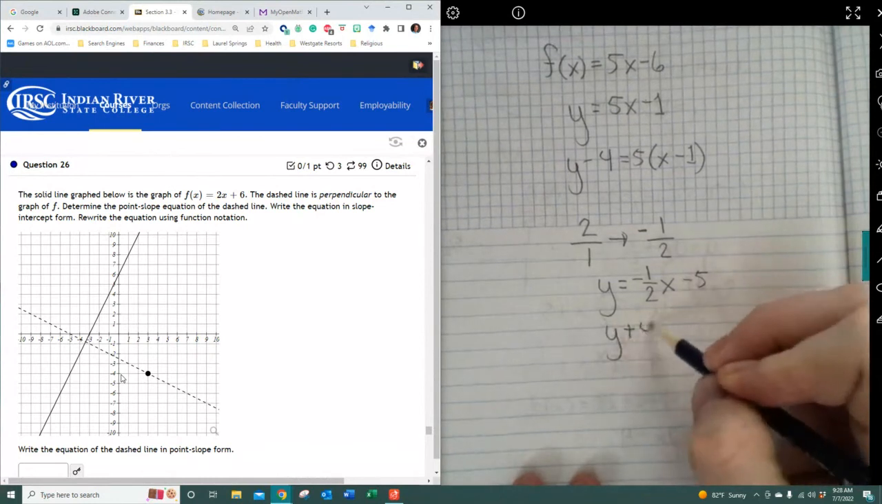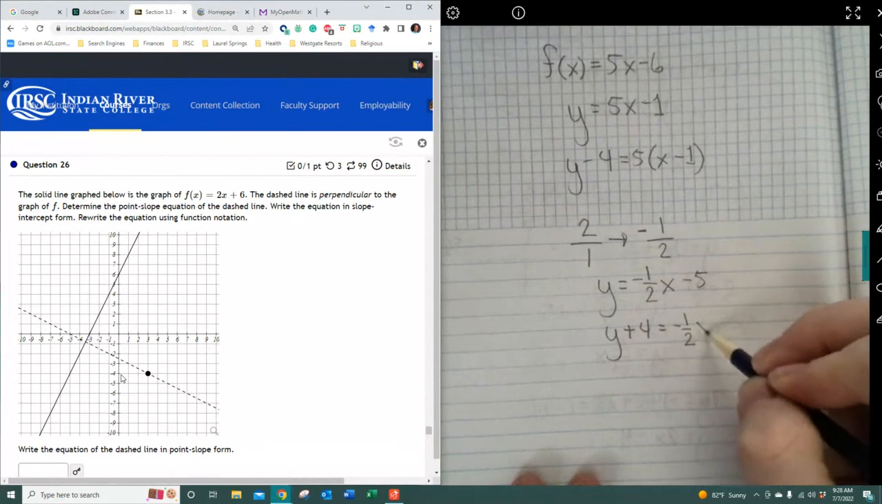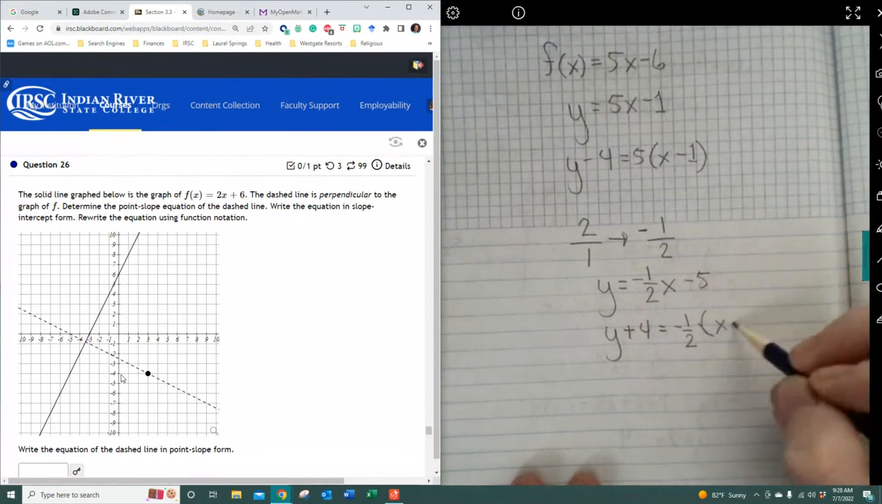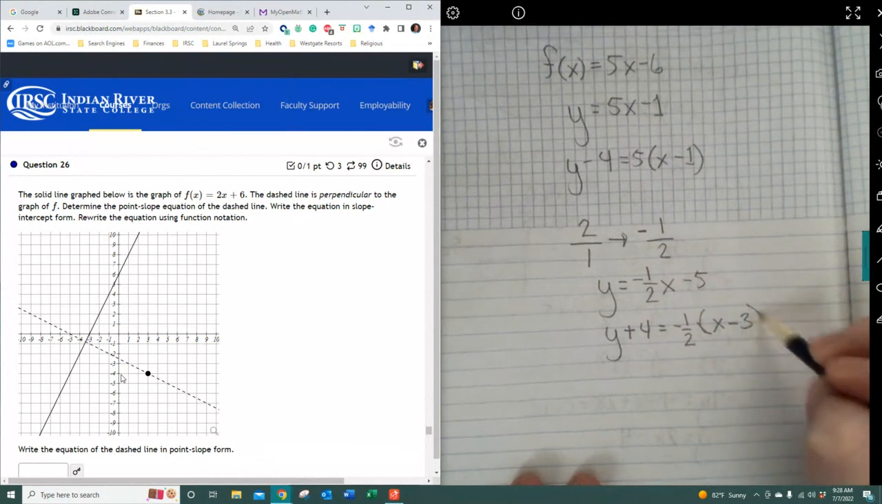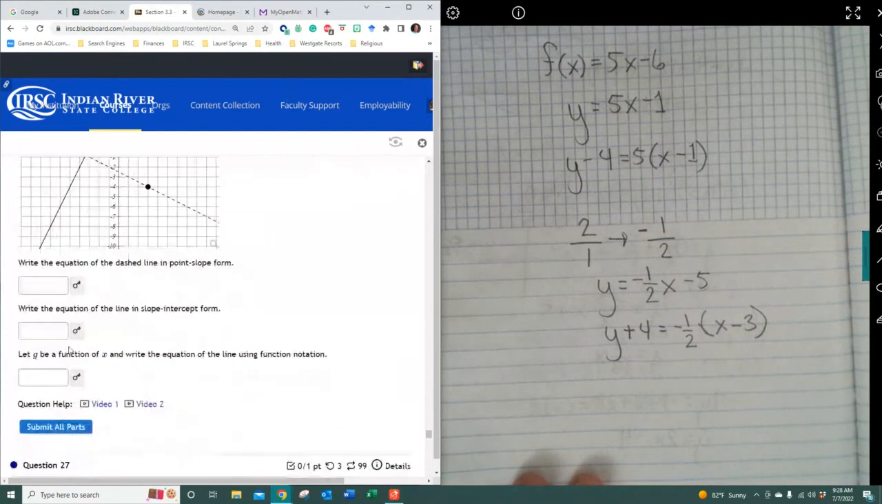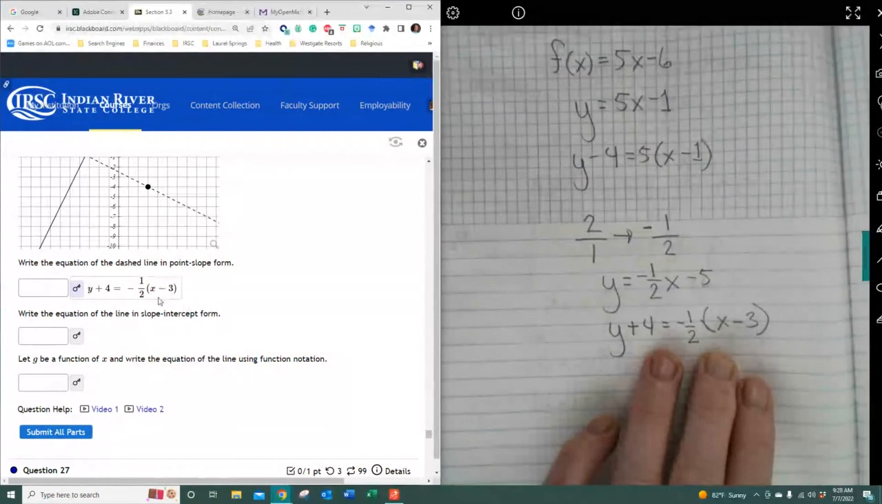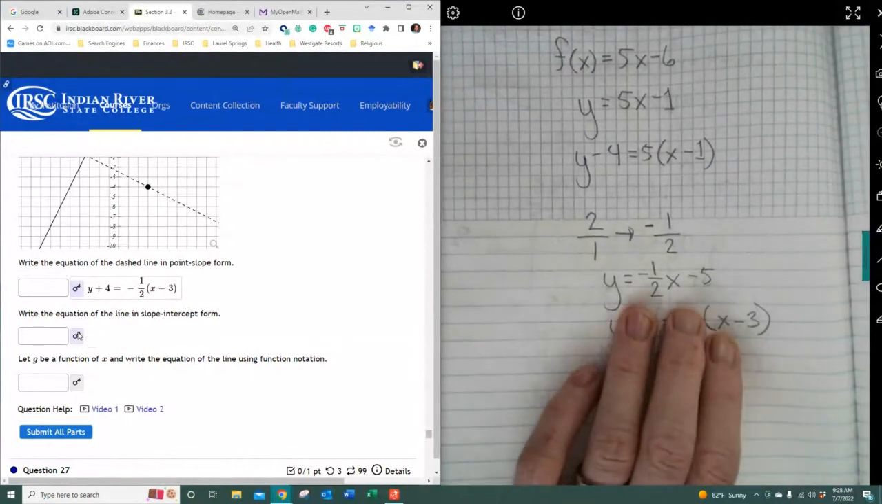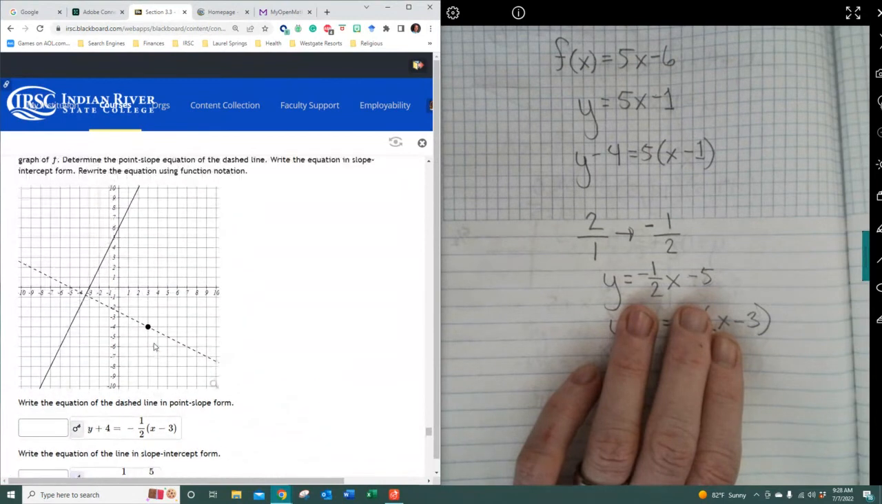put in y plus 4 equals -1/2 x, open parenthesis x, and then it's the opposite of 3. All right, so now we have that coordinate point, or that equation, okay? Then we now can go ahead and get the other equation, which I already did, and because I'm a little bit reckless, I got it wrong, okay? Let me see what I did wrong.